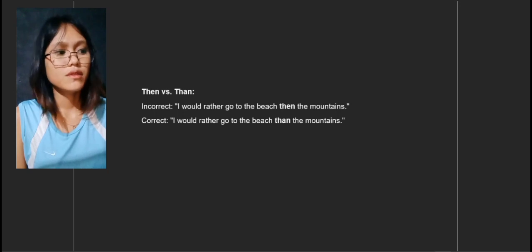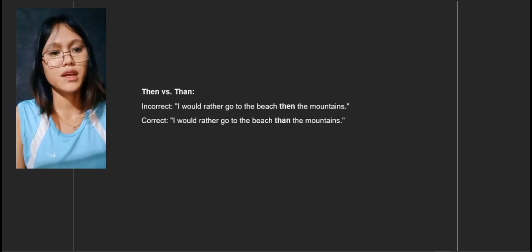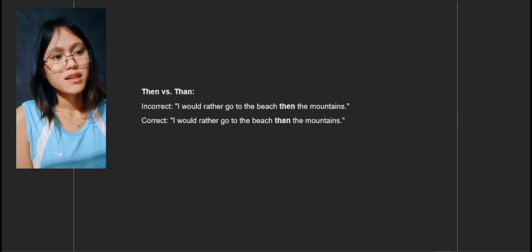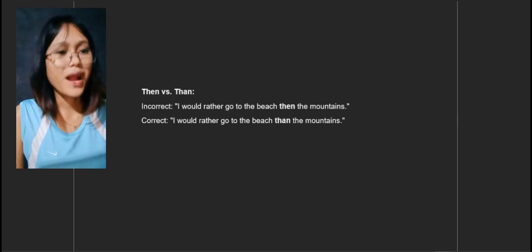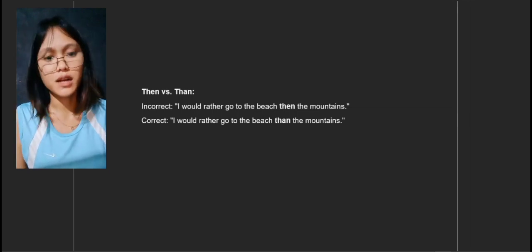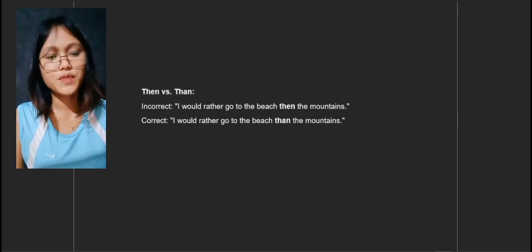Then versus than, incorrect sentence. I would rather go to the beach then the mountains. You're comparing the two places here, so you will use than. So the correct sentence for this, I would rather go to the beach than the mountains.